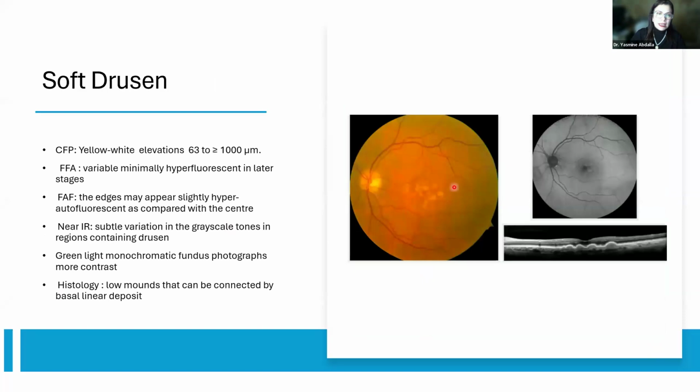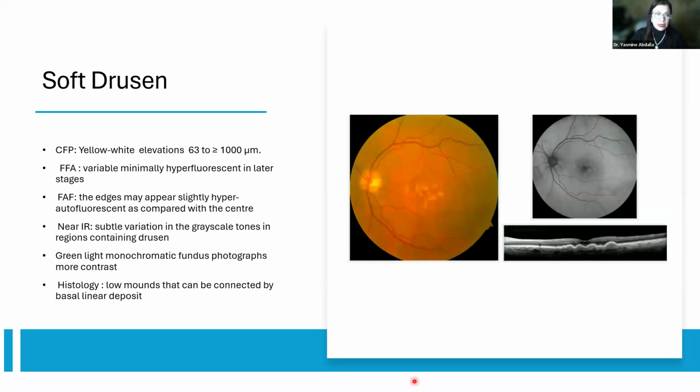So here is a color fundus photo of soft drusen, and we can see its yellow-white elevations. It could be anything from 63 microns to 1,000 microns, and it could show in a variable way in FFA and autofluorescence. The central portion of the drusen may appear slightly lighter than its edge. Infrared also can show some subtle variations in the grayscale tones.